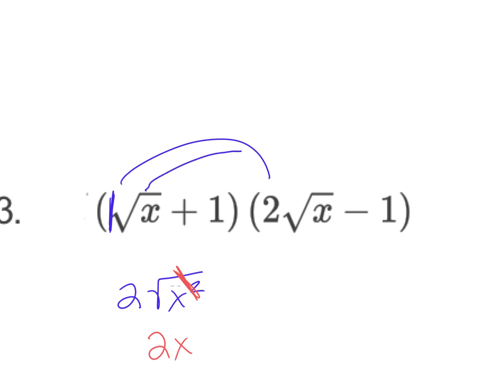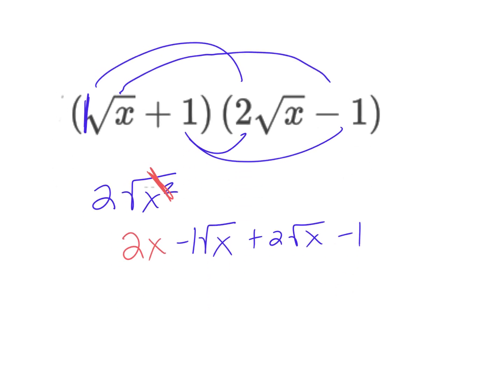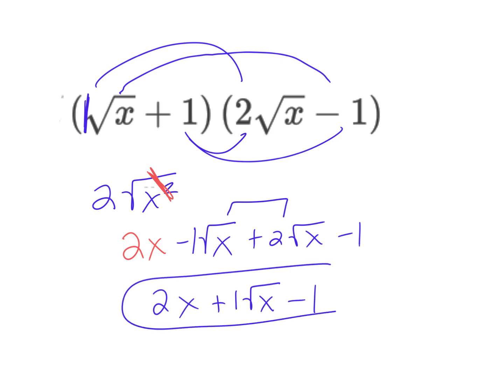So I have the square root of x times negative 1. It's negative square root of x. So then now 1 times 2 square root of x is plus 2 square root of x. And 1 times negative 1 is negative 1. So let's talk about what we can combine here. All right, 2x is not going to combine with anything, but I have negative 1 square root of x plus 2 square root of x is going to give me plus 1 square root of x. You don't have to have the 1, but I'm just showing you so you can see it, minus 1. And that's all you can combine, guys.